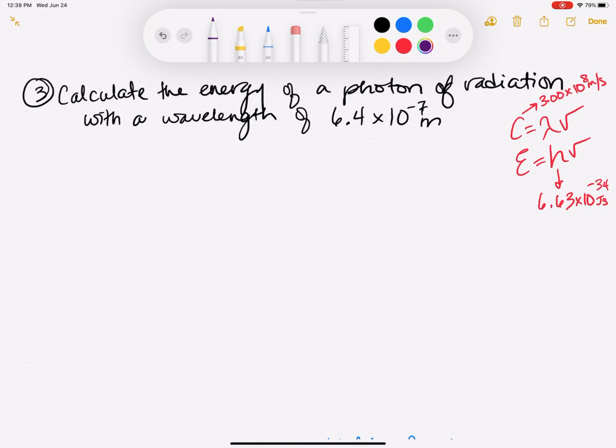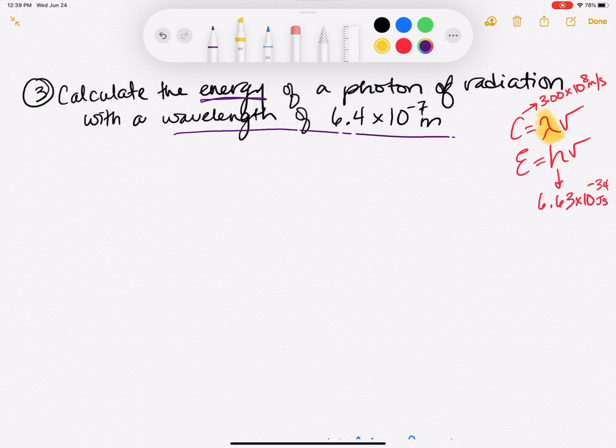I also have your two formulas that you're using and the constants that we're using. So speed of light for this question is going to be 3.00 times 10 to the 8th meters per second. And Planck's constant is going to be 6.63 times 10 to the negative 34th joules seconds. So what we're trying to do here is calculate the energy of a photon of radiation that has a wavelength of 6.4 times 10 to the negative 7 meters. So the variable that you have right now to work with is this variable right here.